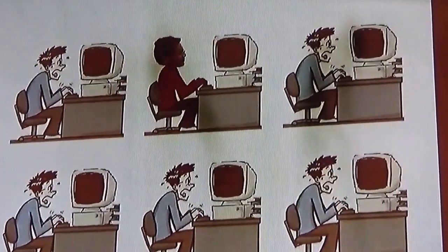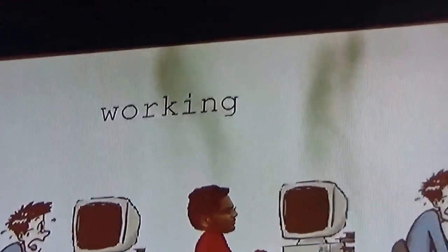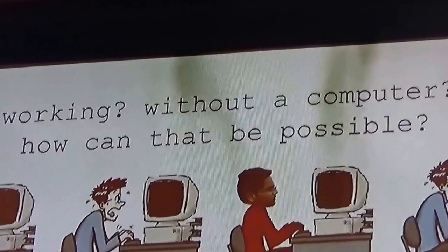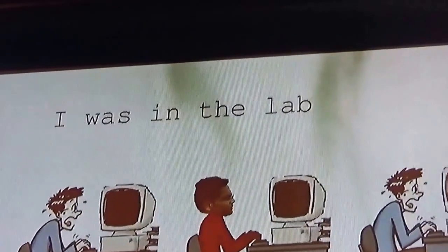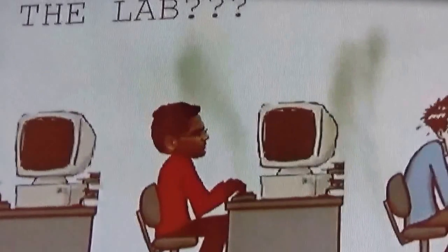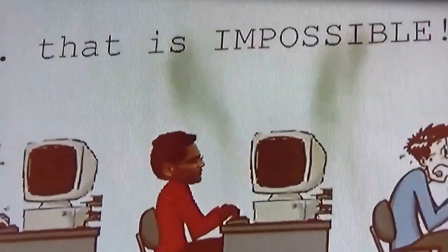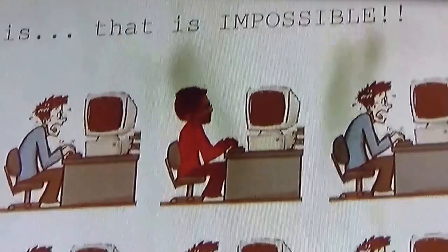Working, of course. So all the colleagues who only work on the computer were thinking, working, how is that possible without the computer? But Mahinder was convinced that also work in the lab is important for thermodynamics. So all the colleagues were very surprised and said this is impossible. But Mahinder did also a lot of work in the lab.